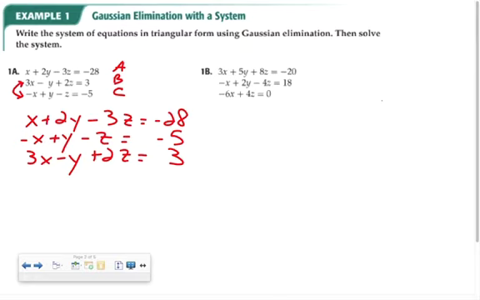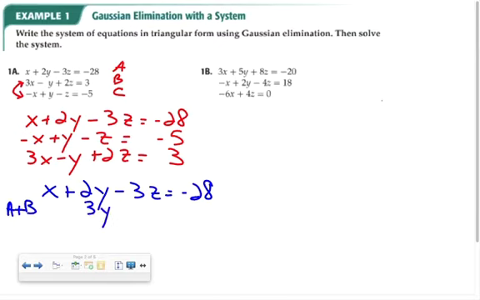In my next step, since adding equation A to equation B would result in equation B not having any y's left, I'm going to do that. So I'm keeping equation A the same, so x plus 2y minus 3z equals negative 28. And then I'm adding A plus B in this line to get 3y minus 4z equals negative 33. And I'm going to leave the third equation alone.